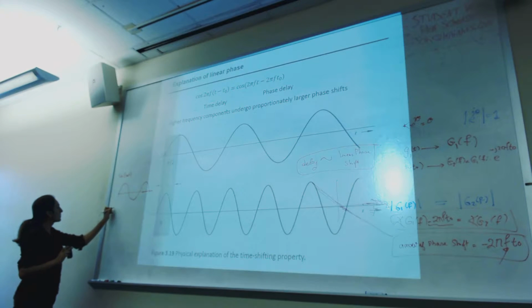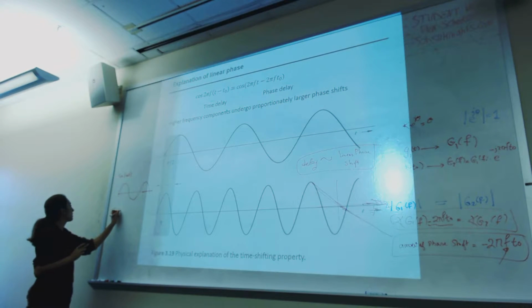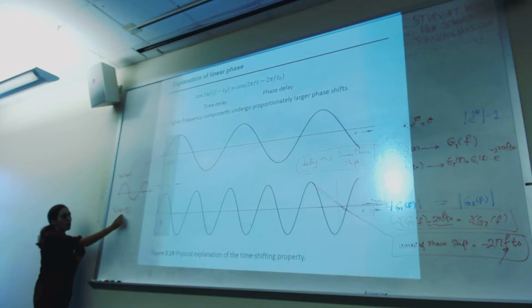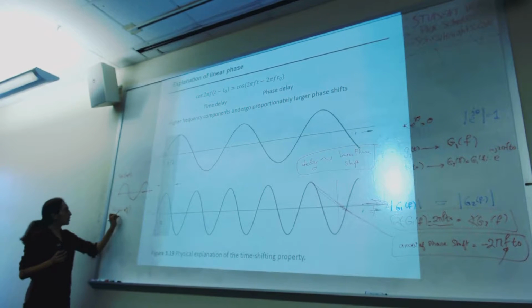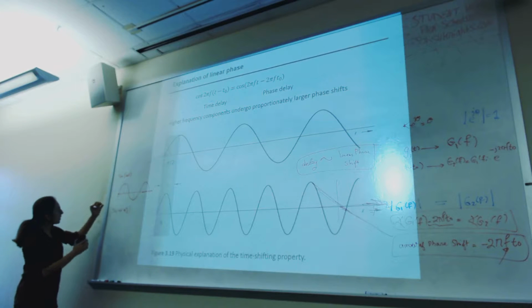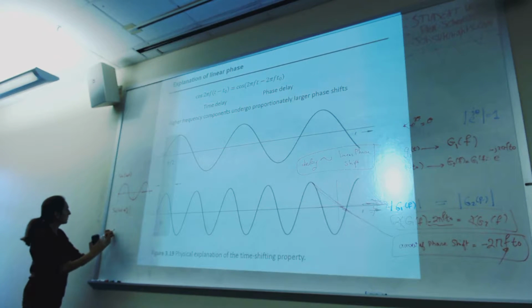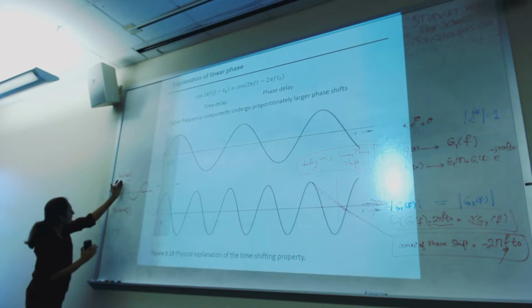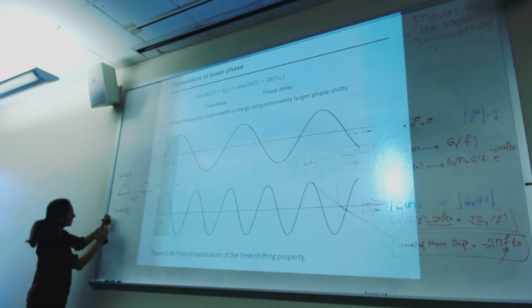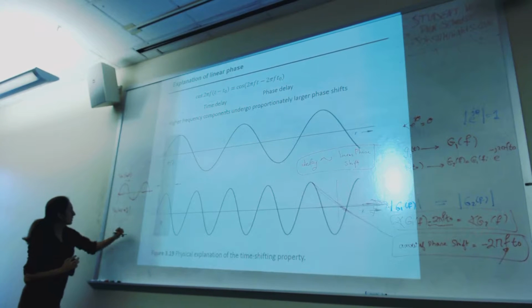sine of omega t. This is the sine of omega t. Now if somebody tells you sine of omega t plus pi over 2, so the amount of the phase shift is pi over 2, if you plot that, you're going to see that it's like you are shifting this by a quarter of the cycle. The whole thing is a cycle, half a cycle, quarter of the cycle. If I shift this by a quarter cycle, this is how it ends up.